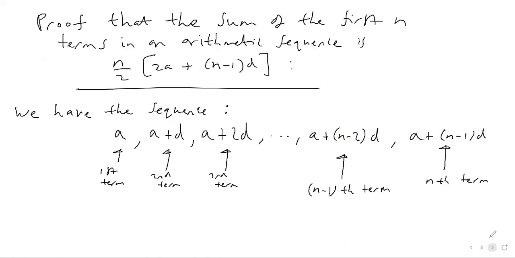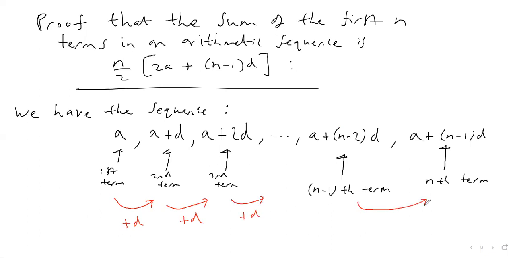So let's go and see how we can prove the formula then. We want to prove that the sum of the first n terms in an arithmetic sequence is this formula. So we've got the sequence, the first term, which is a, and then the next term is going to be a plus d, because remember, we've got a common difference of d. So each time to get to the next number in the sequence, we're adding d.